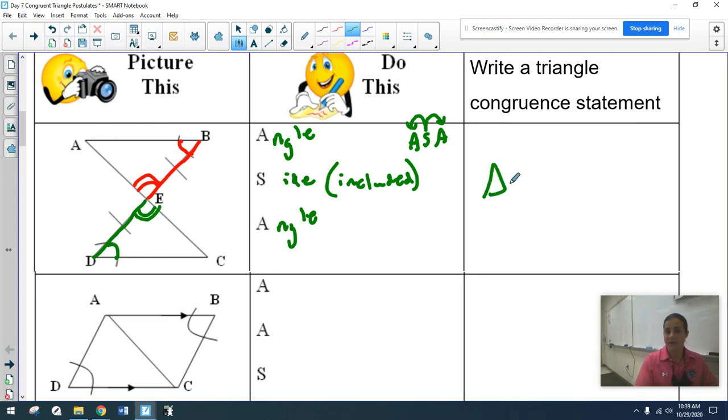Let's do our congruent statement. So the green one, I can go DEC. And it's a little easier when you have the angles because you have one and then two. So you have to go one and then two on the other one. So BEA. Use those hash marks and use those angle symbols, because you can't tell if these triangles are twisted without them.